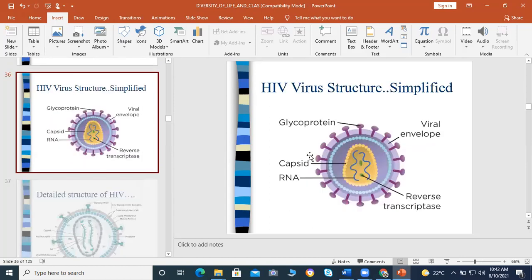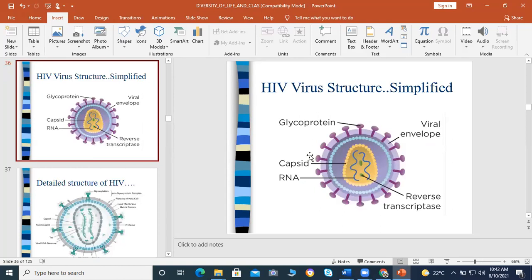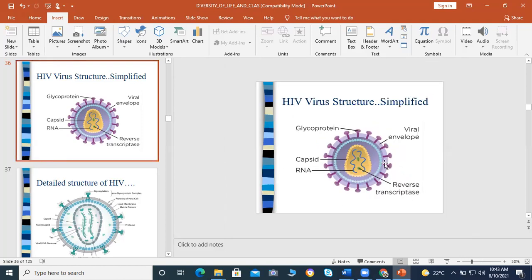But when you want to simplify it, you look at that simple nature. Look at the outer envelope. That outer envelope is actually made of a protein or a glycoprotein. It is actually called the viral envelope. Are you able to see it? Yes. Now look at the inner, the light blue one. What do you call that structure?